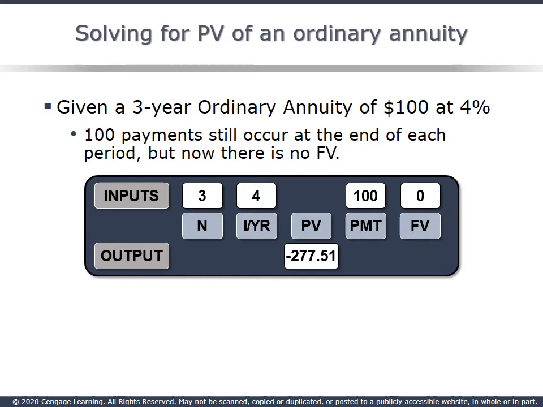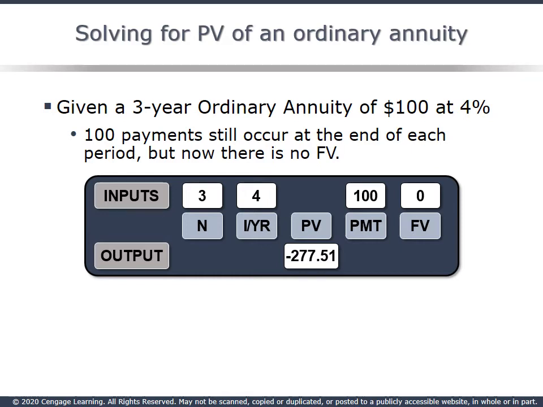So we are looking for the present value. This particular investment pays $100 at the end of each year for the next 3 years. We want to know in terms of present value, what is that series of expected payments worth today? So for this problem, N is 3, our interest rate is 4, our payment, since it is an annuity, is $100. There is no future value. We are solving for present value.